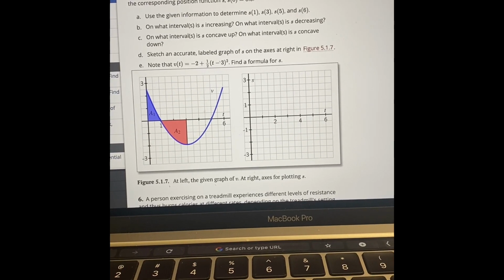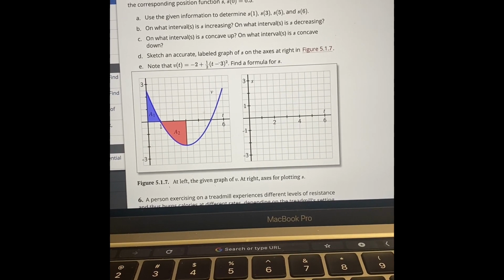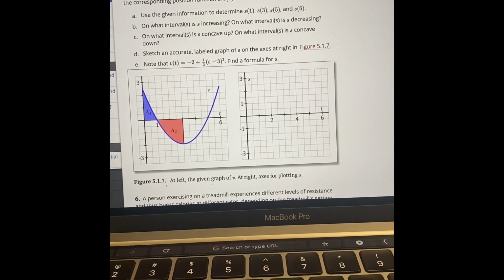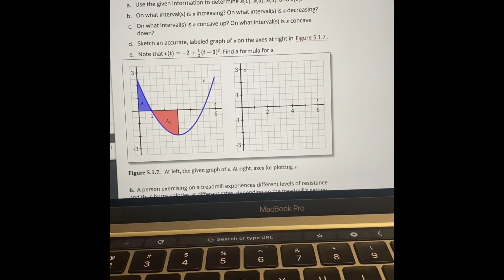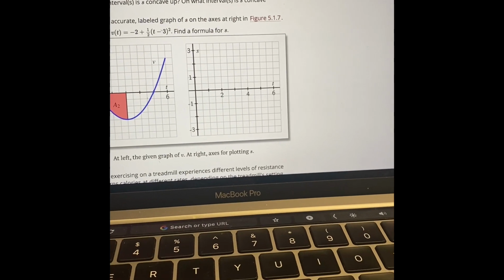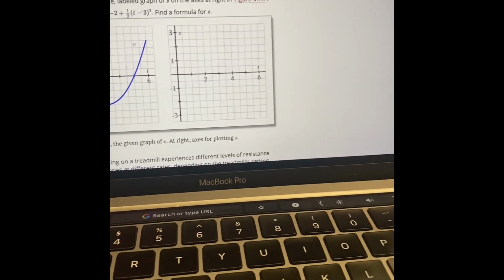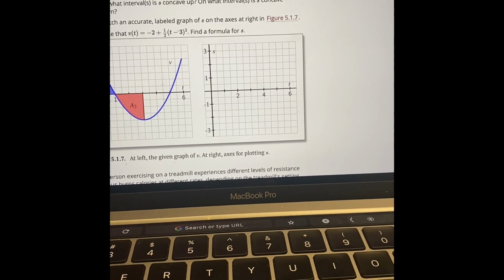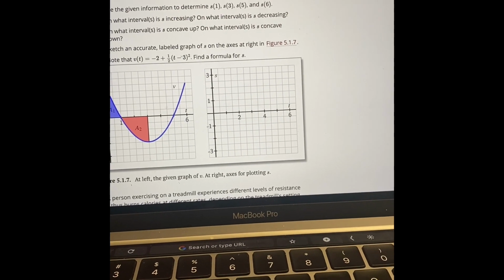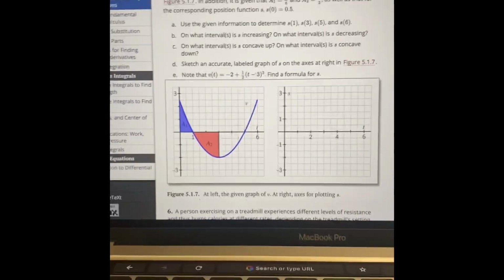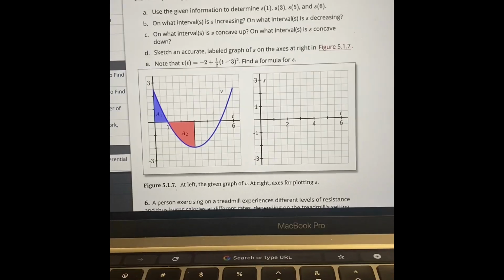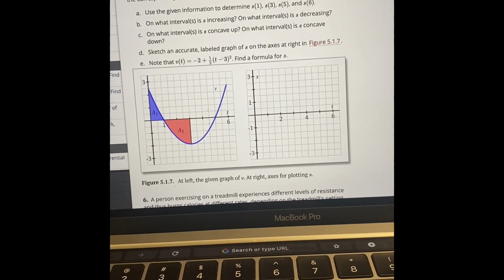So in this problem, they're giving us a graph. We know that the graph is v of t, and they're asking us to predict the graph of s of t. And to do so, they're giving us a series of steps in order to predict the graph.